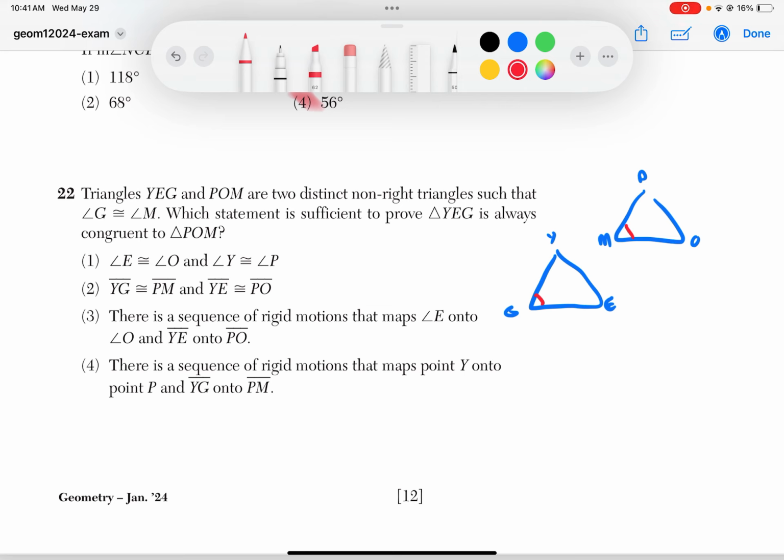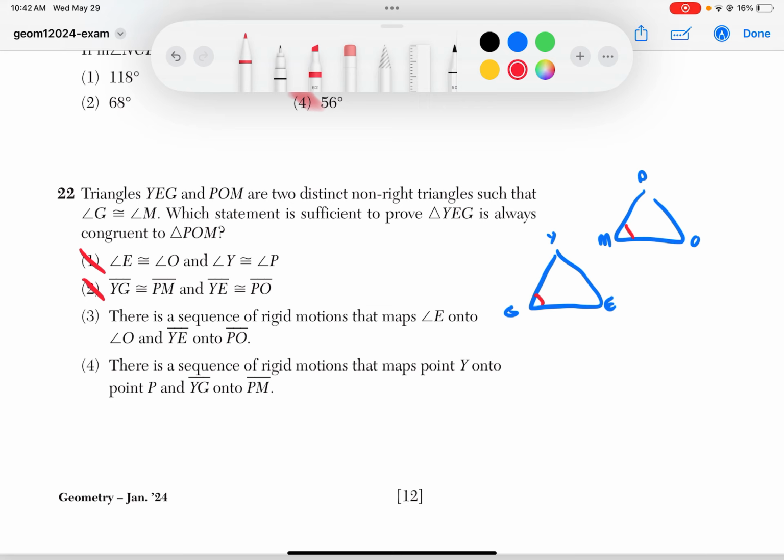So let's take each statement and fill it in the triangle and see if it makes a congruent triangle. So we have E and O, Y and P. That's angle, angle, angle. That is not enough to prove a congruent triangle. It can only prove a similar one. So not 1. YG is congruent to PM. YE is congruent to PO. That is angle side side, which is the one that we don't like because it makes a bad word. So it cannot be 2 either.